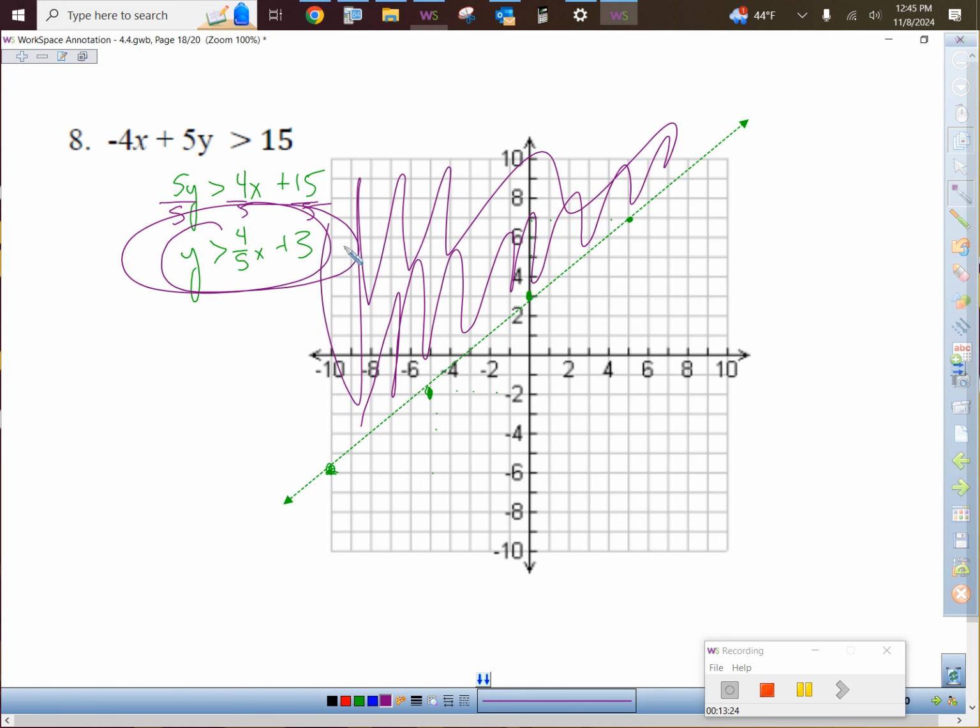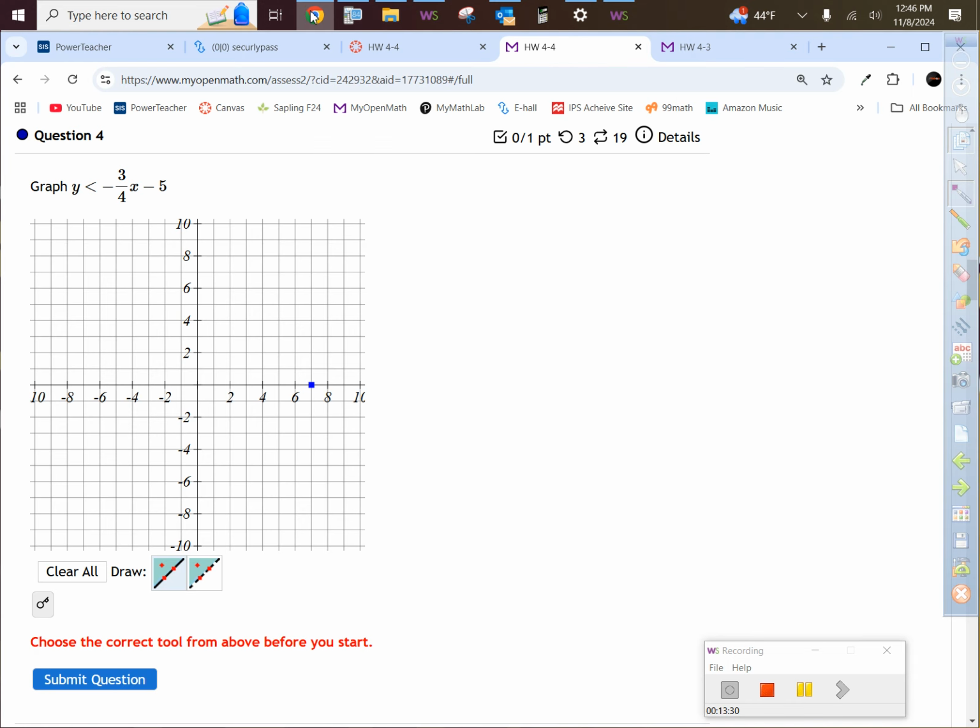Cool. I'll bet you could have figured out how to do this on the computer without me, but I'm going to show you anyway. So here's one from homework. It's going to be oblique, right? It's already got y by itself. Here's what you have to pick first, my friends. I'm going to clear everything because there's a dot on there for some reason. You have to pick what kind of line you want. What kind of line, solid or dashed?